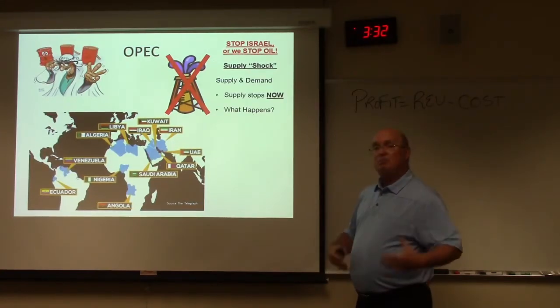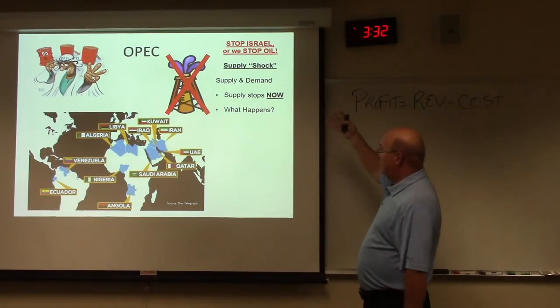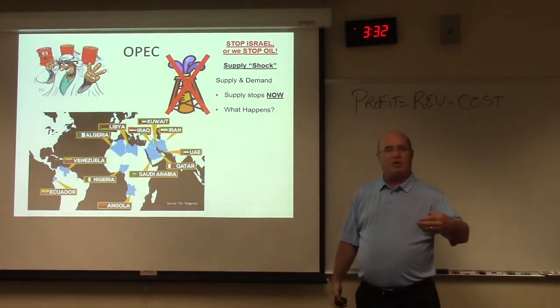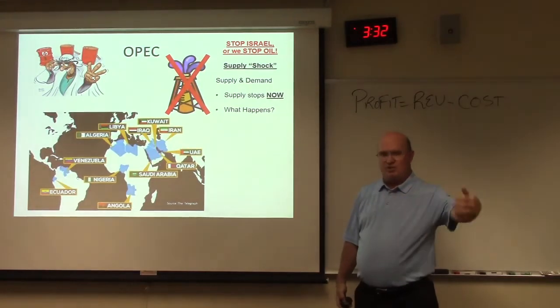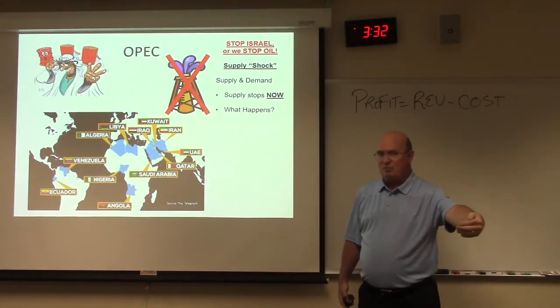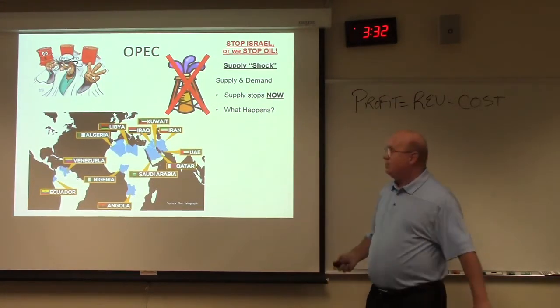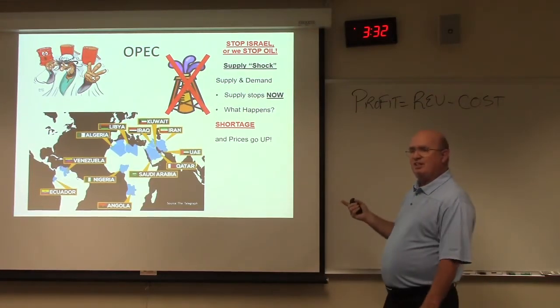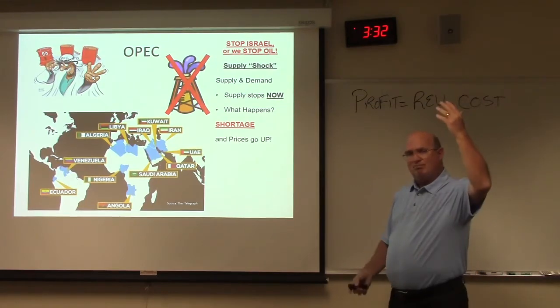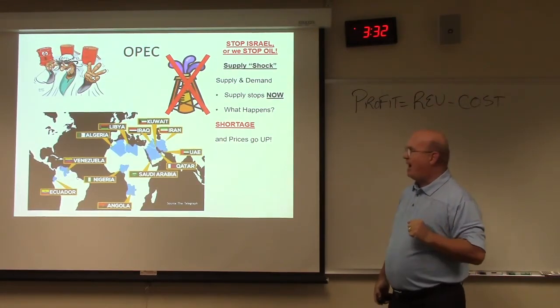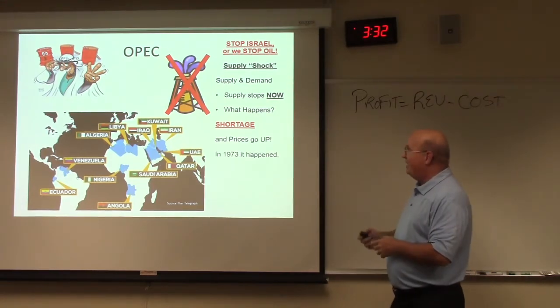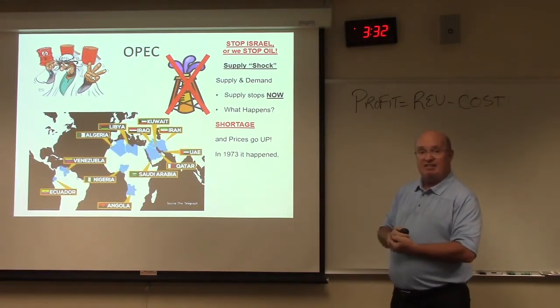This is called a supply shock. All of a sudden, supply stops and we can't get any more anywhere. This is one of the reasons we have the strategic oil reserve, just in case we do have a supply shock. But it's a shortage. And what happens when there's a shortage? Yep, prices go up. The price of gas skyrocketed, and we weren't getting any more supply in 1973.